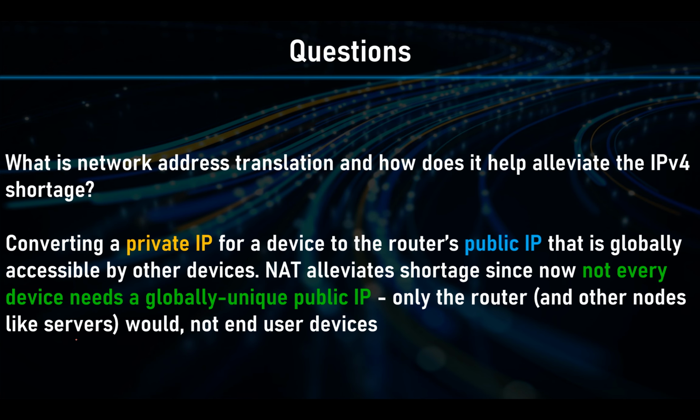Alright, so network address translation is going to convert a private IP for a device to the router's public IP that is globally accessible by other devices. Network address translation is going to alleviate the shortage since now not every device needs a globally unique public IP. Only the router and other nodes like servers are going to need a globally unique public IP, not end user devices. So I guess this is really just talking about the advantage of private IPs.